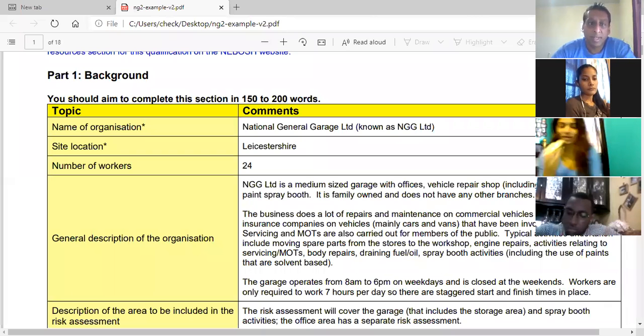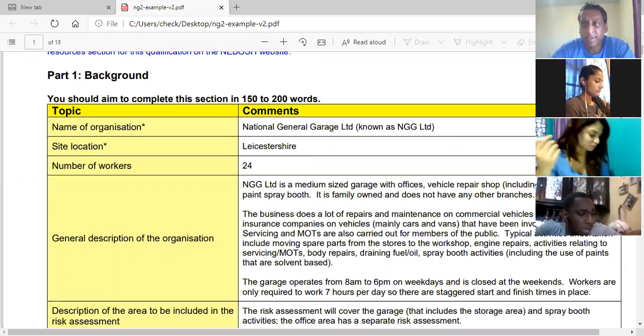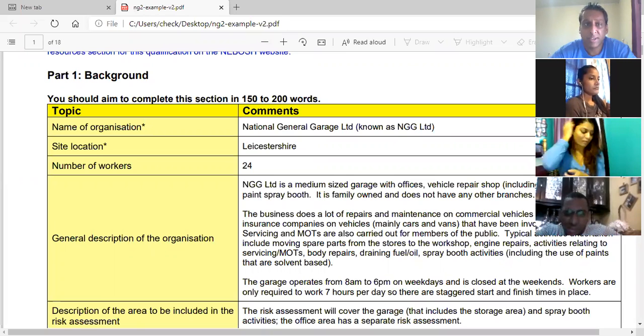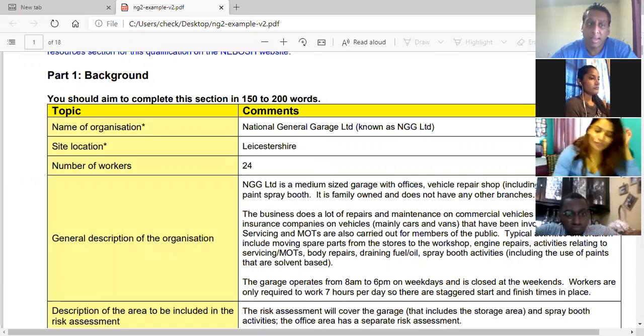Right. So for the NEBOSH National General Certificate risk assessment project, we would have covered part of this in the previous session, so we could refer to that as part one. You are required to do your project on as close to a real company as possible, in that the details of the company have to be based on facts.